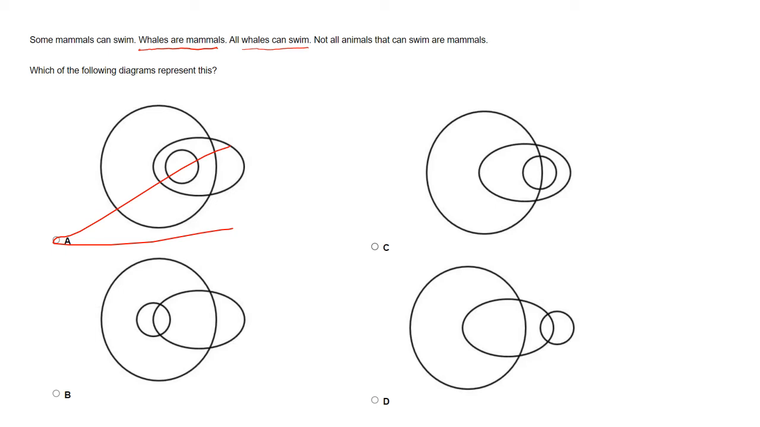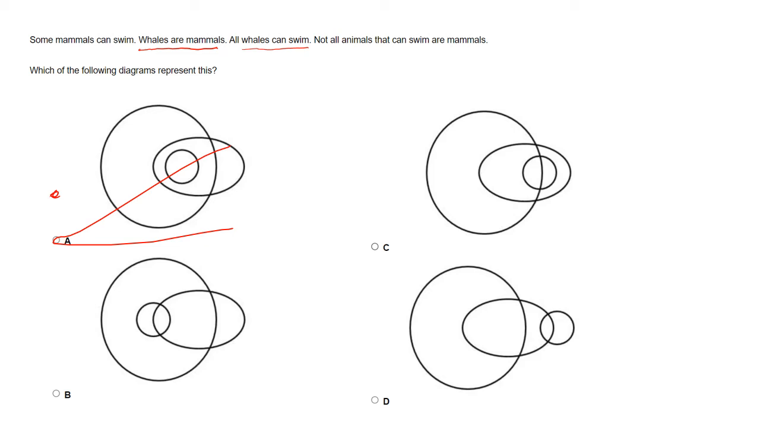And if you look at B, C, and D, you'll see that none of those is possible, because in B, for example, the circle here is completely contained within the bigger circle, but it's not completely contained within the oval. So if B were the diagram, it couldn't be true both that all whales are mammals and that all whales can swim. And the same with C and D. So in fact, A is the only possibility. So having worked that out, you could immediately tick that one and move on.